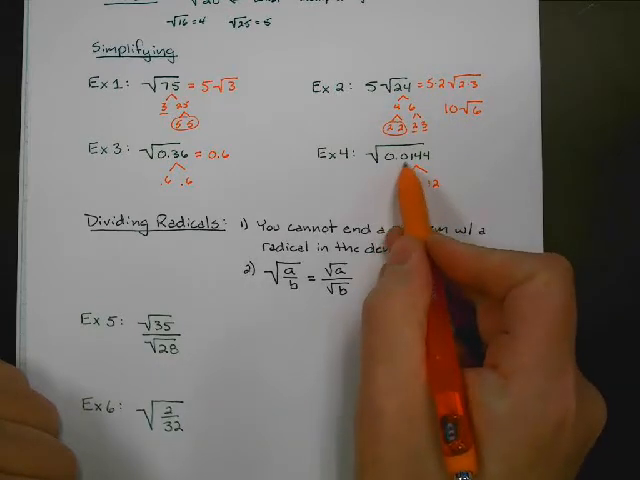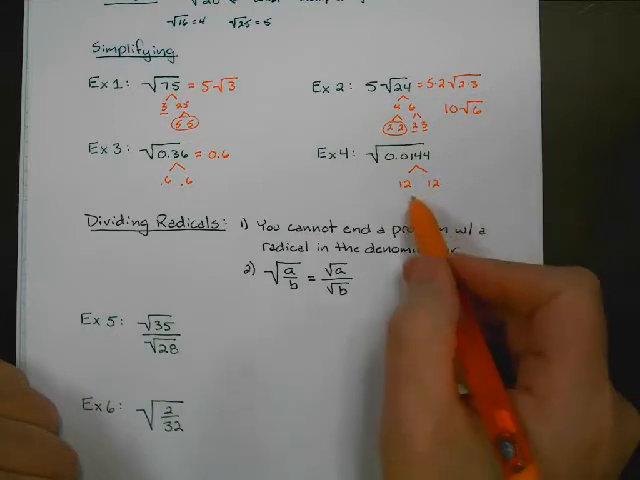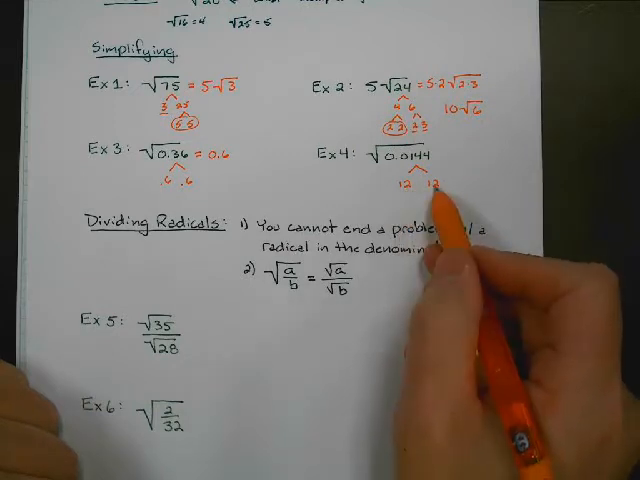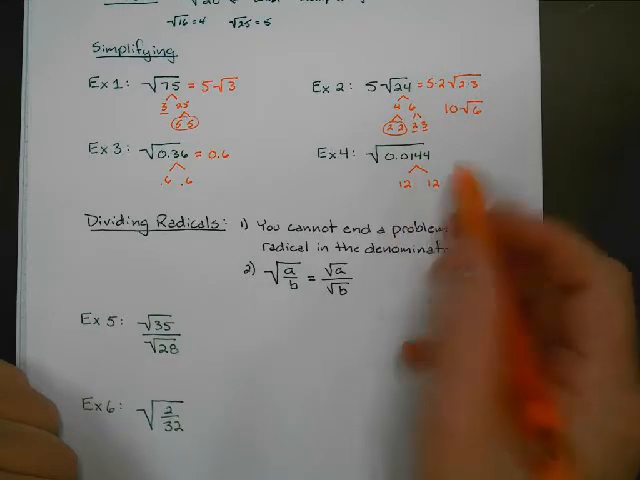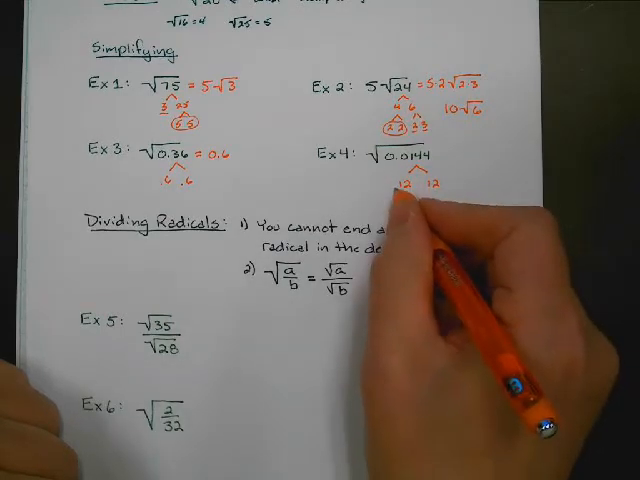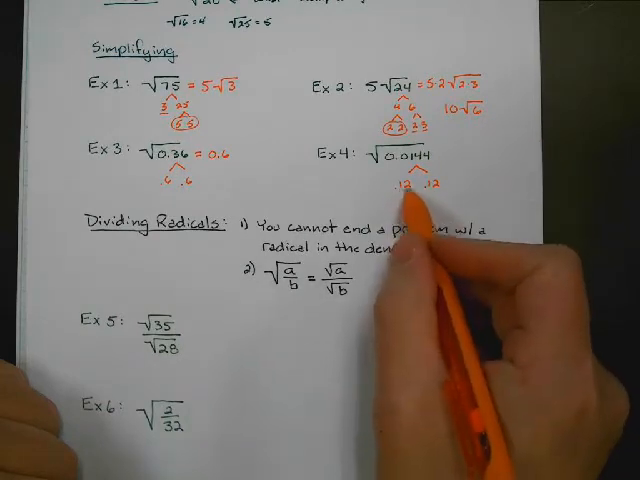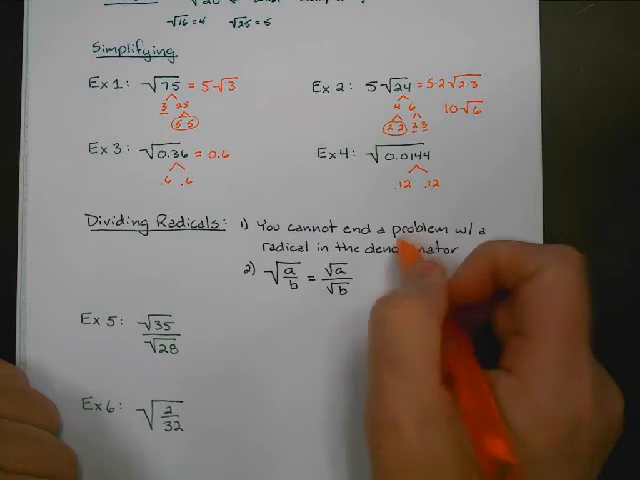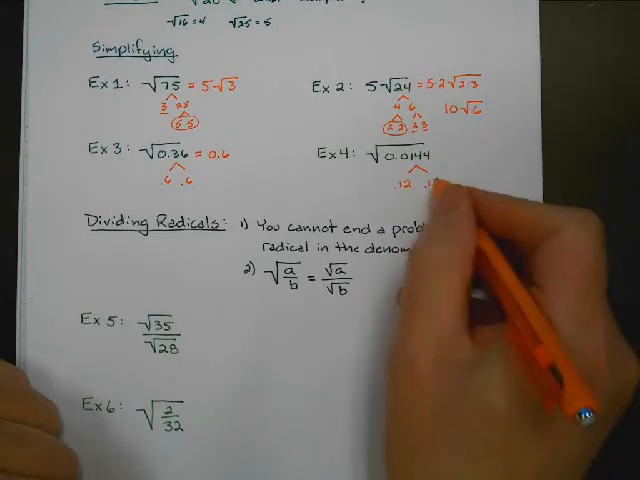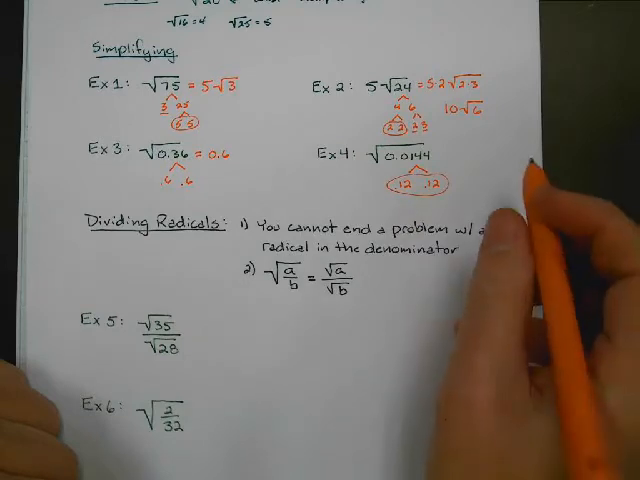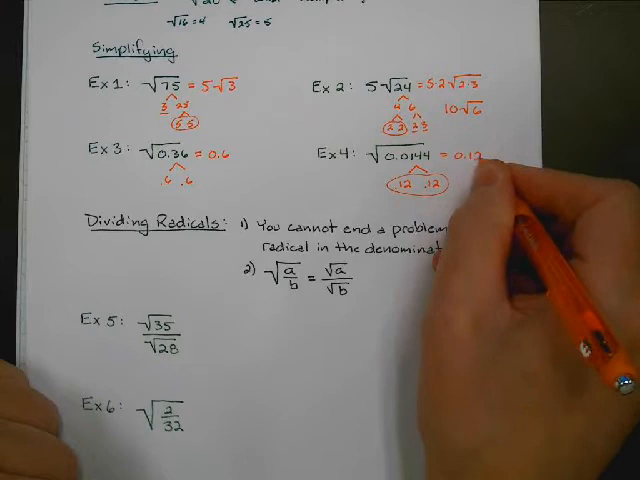But here there are 1, 2, 3, 4 decimal places. So I can't just do 12 times 12, because that'd be 144, not 0.0144. So if I gave this one 2 decimal places and this one 2 decimal places, now I've got 1, 2, 3, 4 decimal places. That's why this answer has 4 decimal places. So I've got a pair there of 0.12s. So this would just be 0.12.